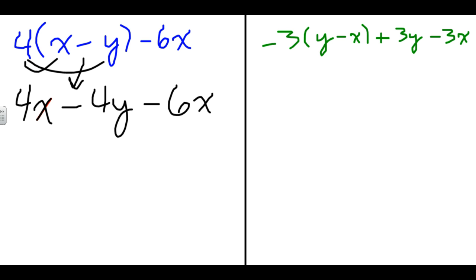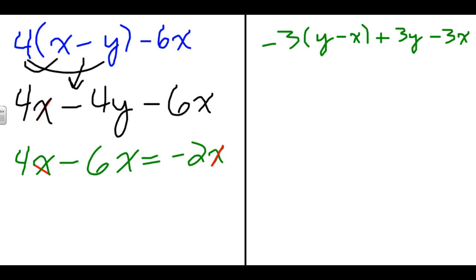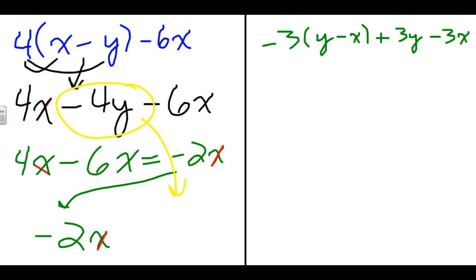And now we're taking 6x. We can only combine the x terms, so 4x minus 6x, with 4 minus 6 being negative 2, gives us negative 2x. So altogether, we have negative 2x, and then we just keep what we had with the y's, which is minus 4y. So negative 2x minus 4y.